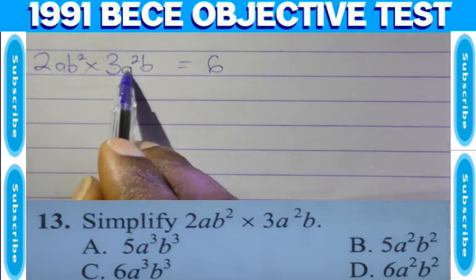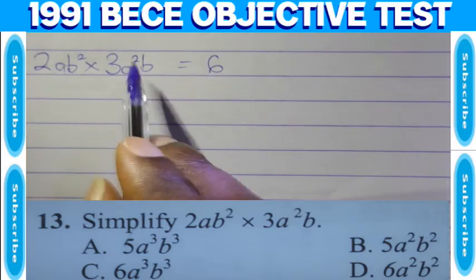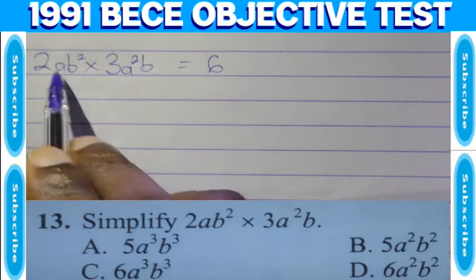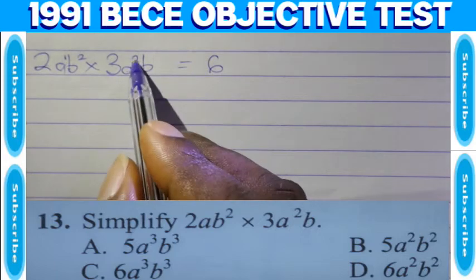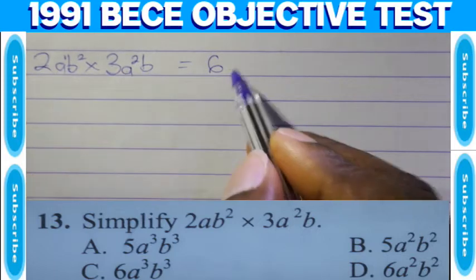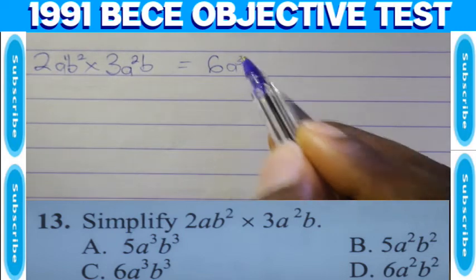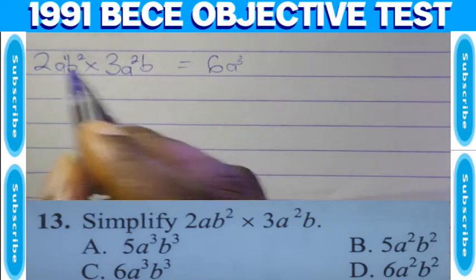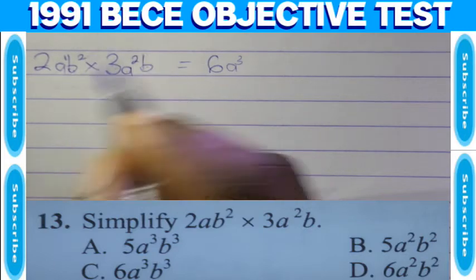A multiplies a squared. This a has a power of 1, but usually it's not written, and this one has a power of 2. Once they are multiplying, you add their powers. If this has a power of 1 and this has a power of 2, you take only one of the bases, which is a, and then you add their powers. 1 plus 2 gives you 3 over here, and then b squared multiplies b. This has a power of 2, a power of 1. They are multiplying.